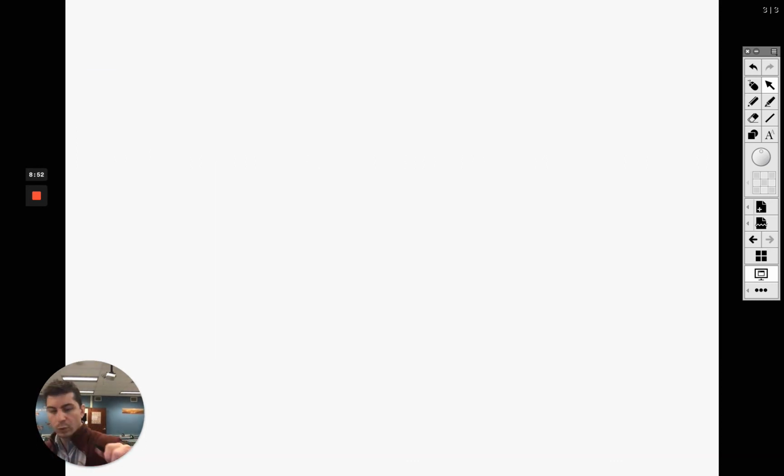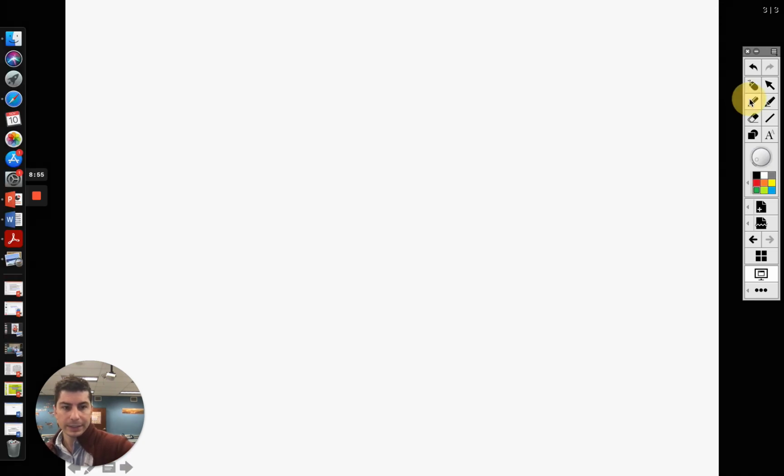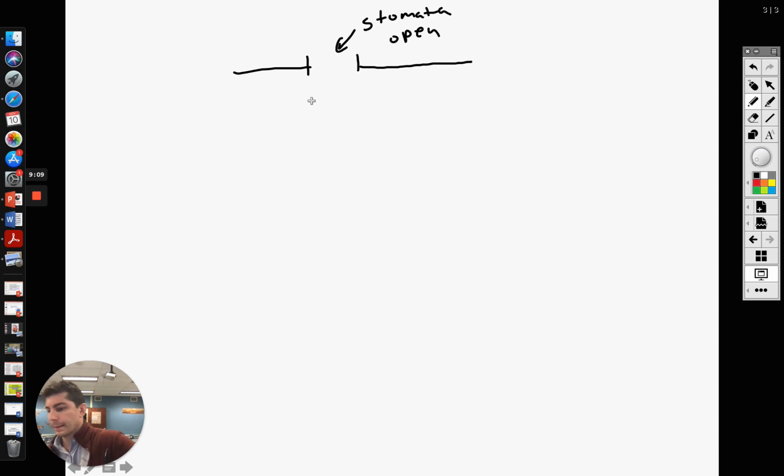I'm going to give you a quick diagram here, nothing crazy like I said, guys. It's going to be quick. So I'm just going to say stomata open here. Okay. And again, this would be at night because it would be closed during the day to make sure that water stays in. Let me draw my mesophyll cell here.